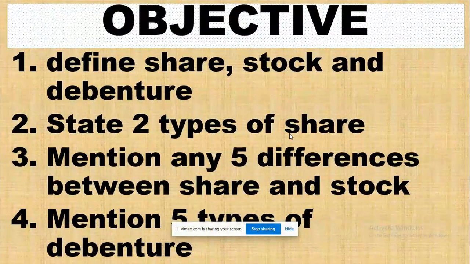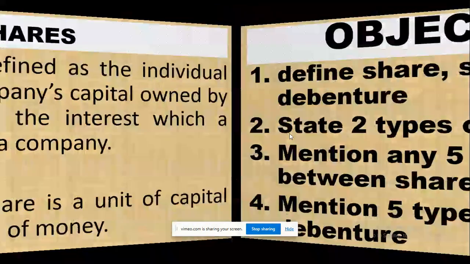At the end of this class, students, you should be able to define shares, stock, and debentures. You should be able to state two types of shares. You should be able to mention any five differences between shares and stock. You should be able to differentiate between stock and debentures, even shares. You should be able to mention five types of debentures. Now, let's take it one after the other.